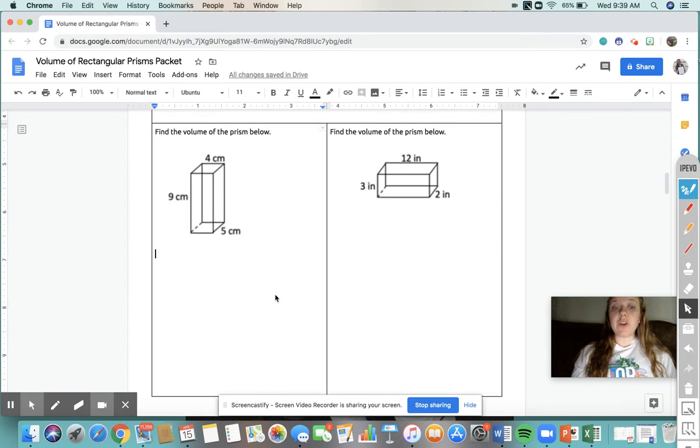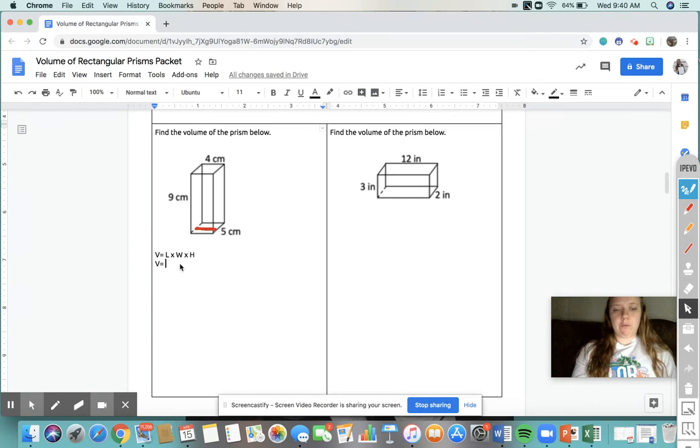So for the first one, we have a rectangular prism. We want to write out V equals length times width times height, just as the formula is written out earlier. All right, so now we need to decide, what is the length, what is the width, what is the height? Well, the length is how long the prism is at the bottom. So if we look, here's our length. We know this side is 5, but the length is only 4. So we're going to put in 4 there.